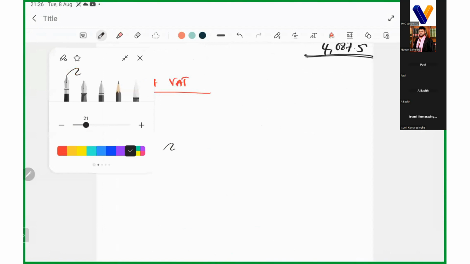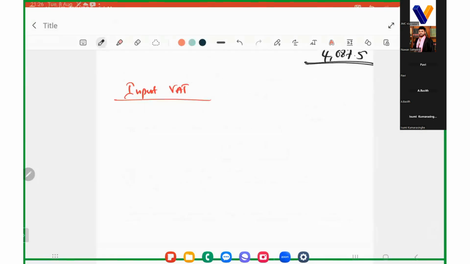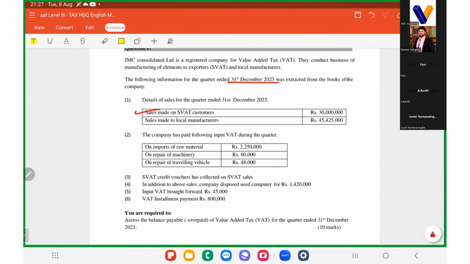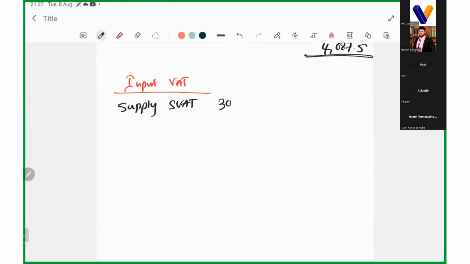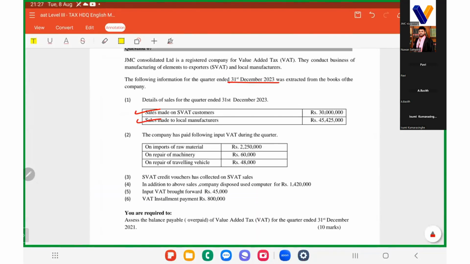So here, under that input VAT, you can see sales made to SVAT customers, supply to an SVAT supplier. I will not discuss in detail what the SVAT is, right? So 30 million. Now you know that on an SVAT supply, you will not receive this 15% in cash. Instead of that, you will receive SVAT credit vouchers, right? Not receive the cash.